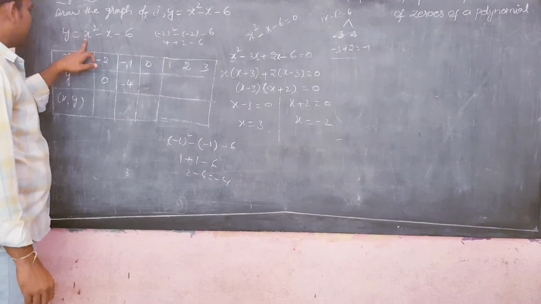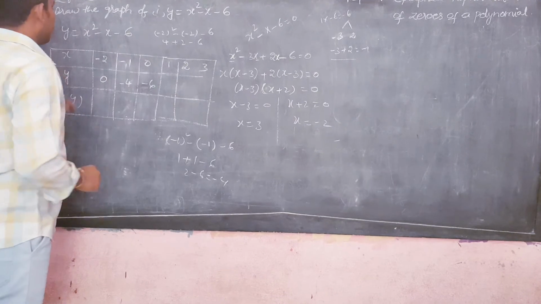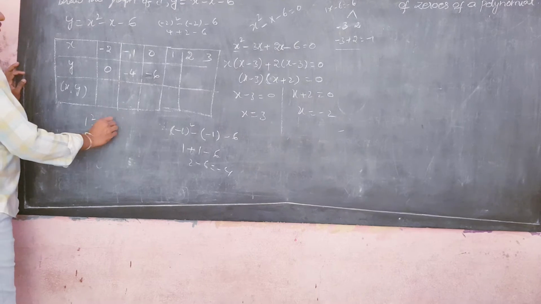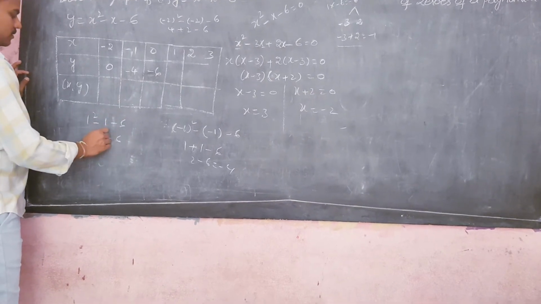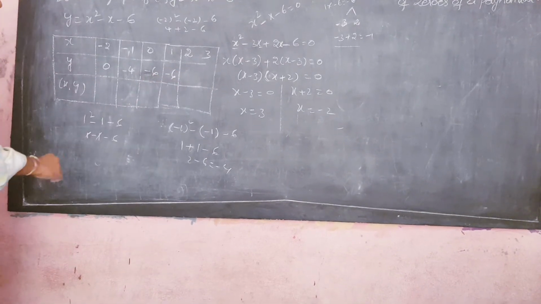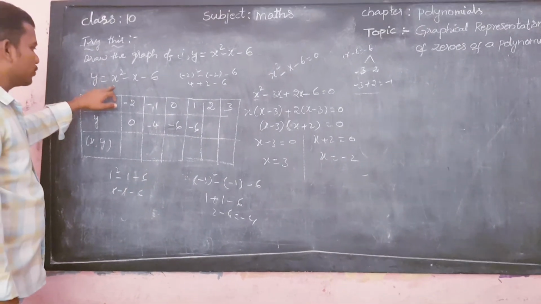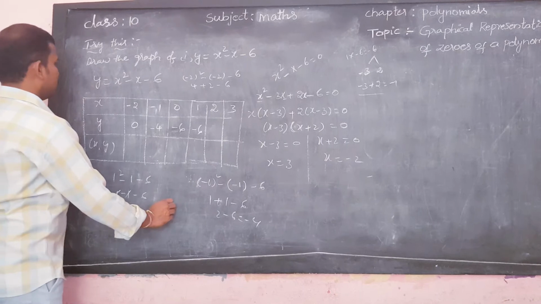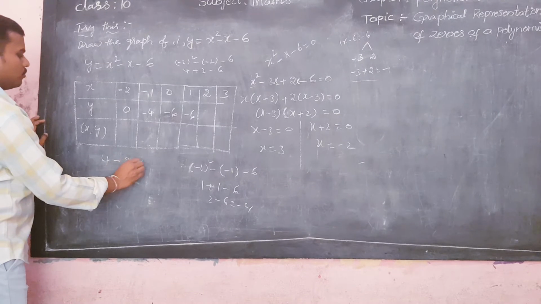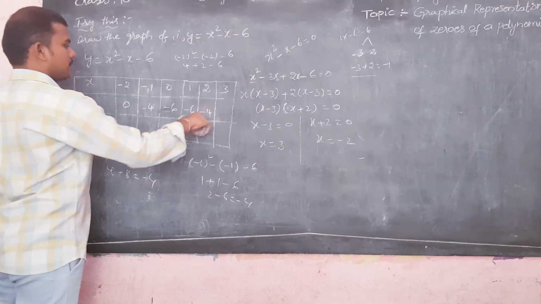0 squared minus 0 minus 6 is equal to minus 6. Substitute 1 in place of x: 1 squared minus 1 minus 6, that is 1 minus 1 minus 6, minus 1 plus 1 cancel, so minus 6. Next, put 2 in place of x: 2 squared means 4, minus 2 minus 6, so 4 minus 8, that is equal to minus 4.